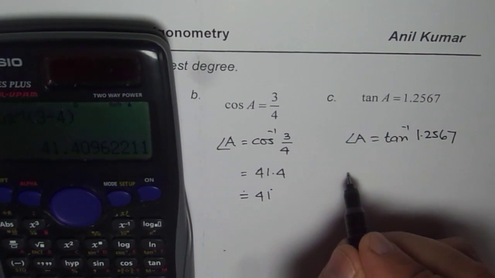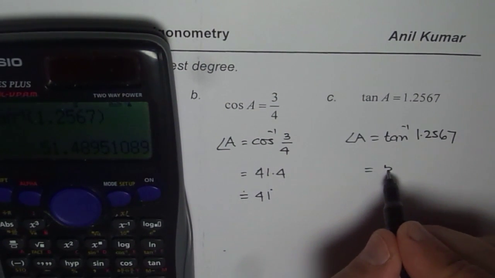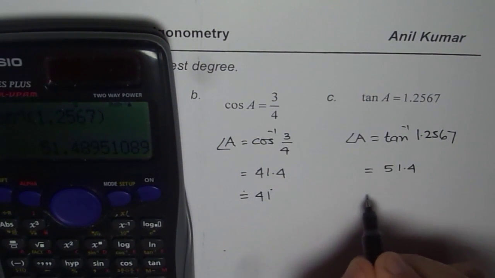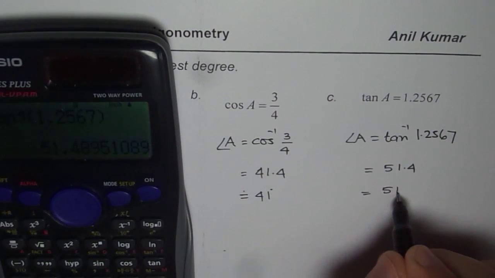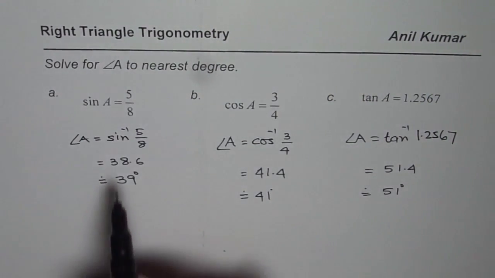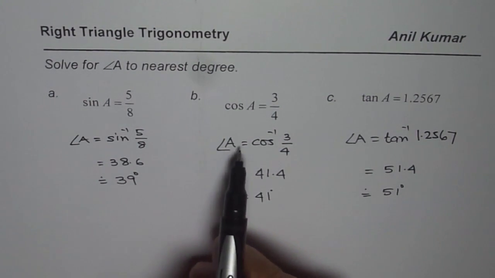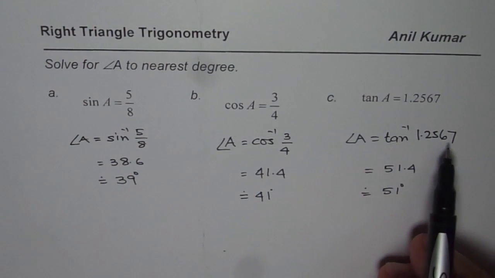For tan, angle A is second function, tan inverse of 1.2567 equals 51.4, which rounds to 51 degrees, right? Now remember, sine and cosine values are between plus and minus 1. They cannot be greater than 1, but tan could be any number, right?